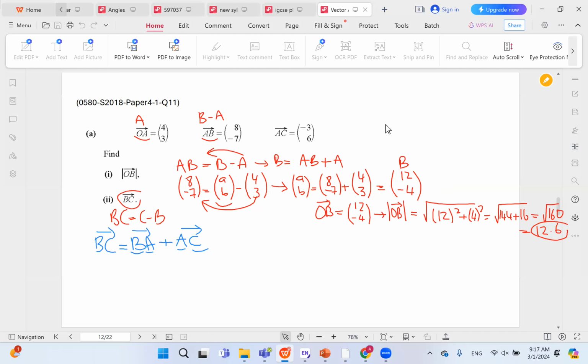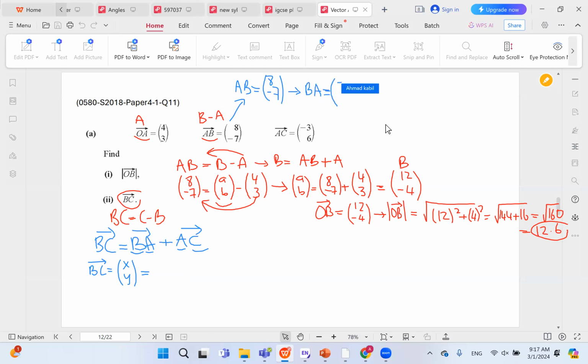So to get BC, we can just do it in one simple step. So BC vector is, let's call it X and Y, for example. And this is equal to BA. So what is BA? Since we already have AB, we are given AB here. So since AB is equal to 8, negative 7, BA is simply the negative of AB.